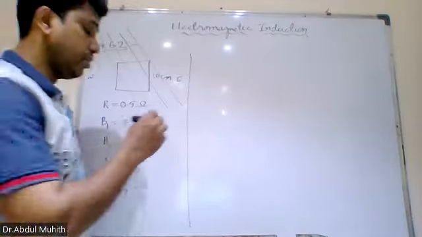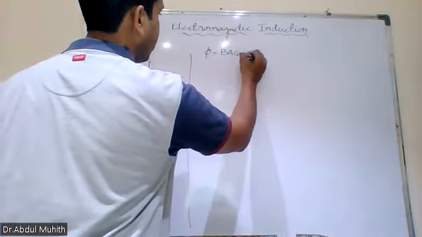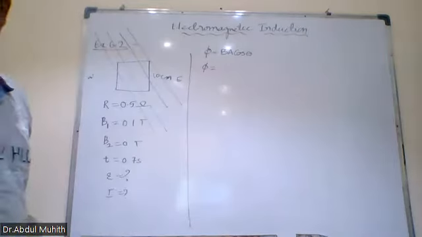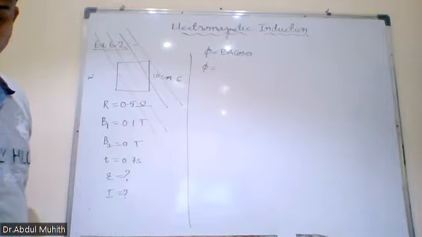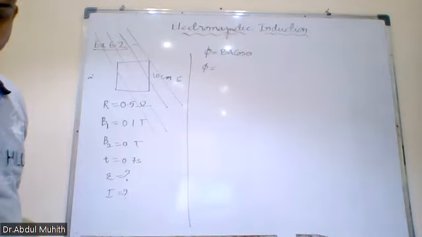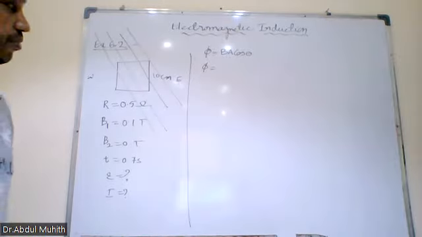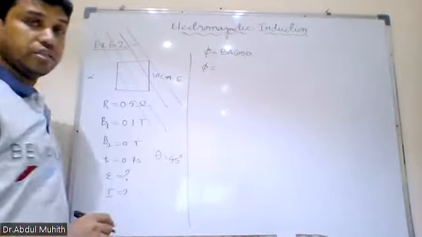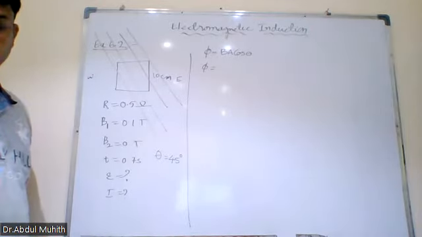Now we have the formula. The flux phi is equal to B A cos theta. In the first case, B is 0.1, and the area is 10 centimeter, which we take as 0.1 meter side. Theta is 45 degrees, the angle between the square loop and the magnetic field. Now, what is the flux?